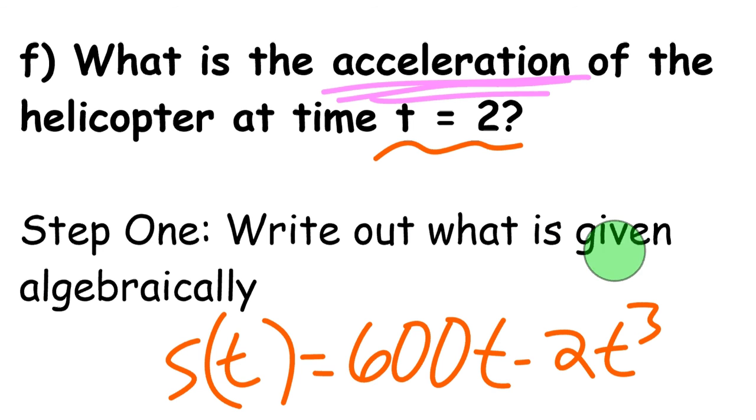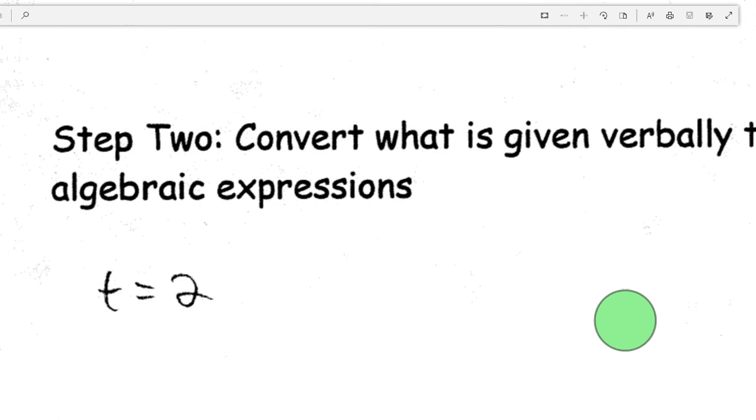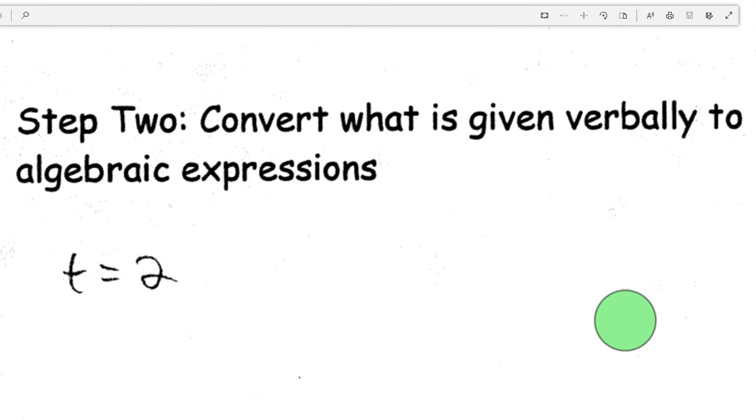Step 1 is to write out what is given algebraically. Again, these are steps for motion problems. We've been doing several of these, and as you do more and more, you're going to get more and more comfortable with solving them. So S of t equals 600t minus 2t cubed. That was indeed the equation they gave us in the problem. Okay, I figured out after doing this that I've actually written this out before, so we're going to go ahead and just go to what I've written out.